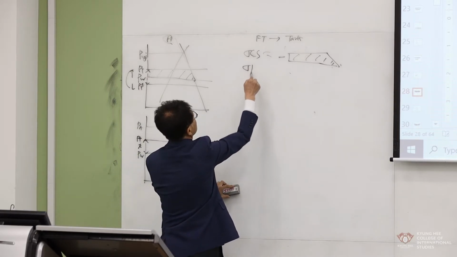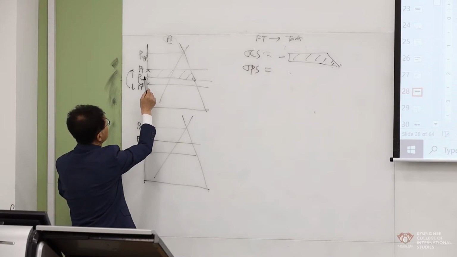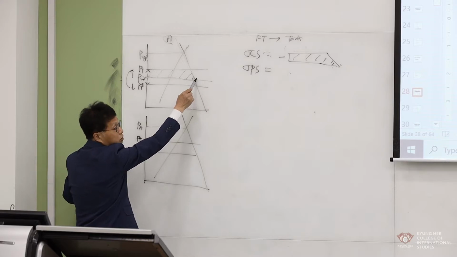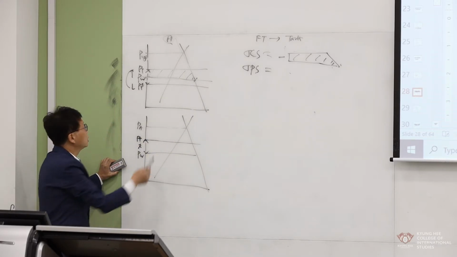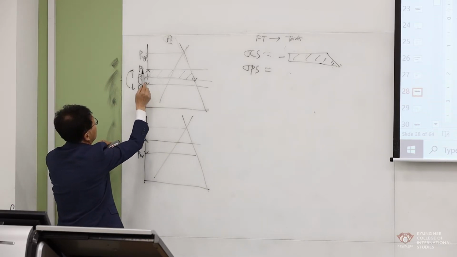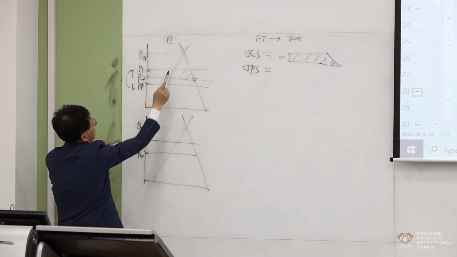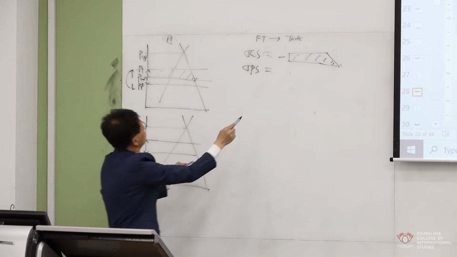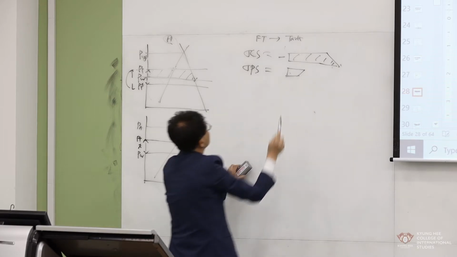Now think about the change in producer surplus. Originally, producer surplus is the area below PW and above the supply curve, or marginal cost curve. But after imposition of tariff, the price increases to PT, and producer surplus is the area below this price. So producer surplus increased by this area.